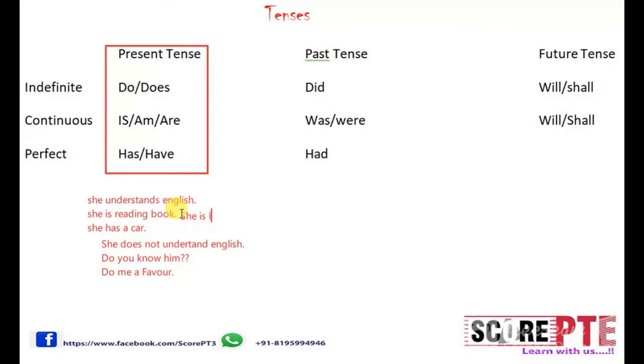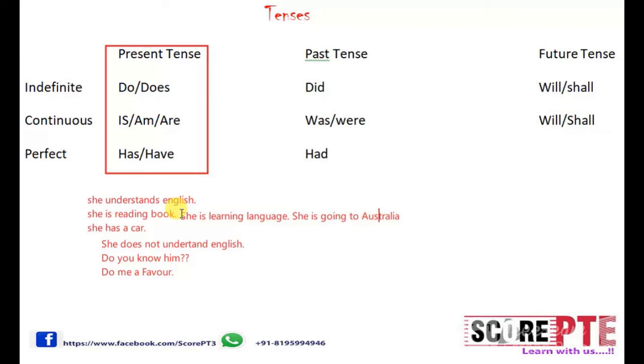"She is learning language." "She is going to Australia." Kindly note that whenever you write a country or name of a person, it will be in capital. The first letter of the country or name will be capital, and the start of the sentence will also be capital.